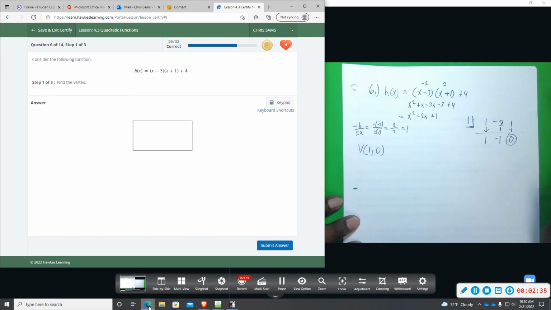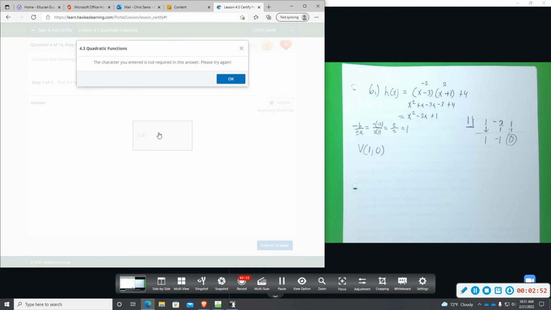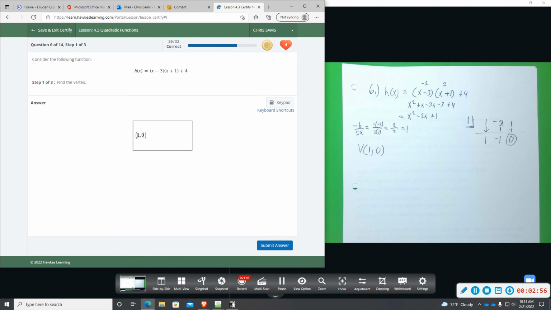Okay. And then the next thing they're going to ask us is for the intercepts. 1, 0. Okay, so this time I need to put it in parentheses. 1, comma 0. On the previous problems, they had the parentheses on the outside of the box, and this time they didn't. So be careful not to just type 1, 0 like we've been doing. This time you have to put it in parentheses.